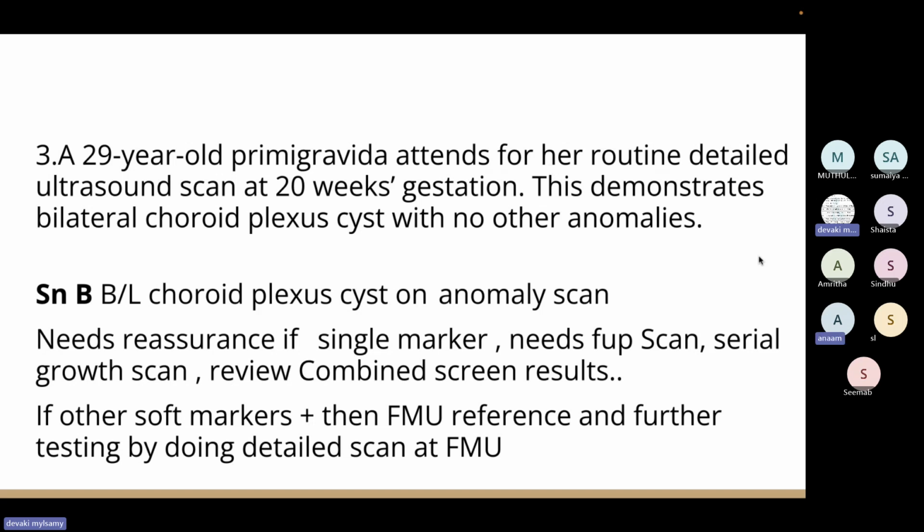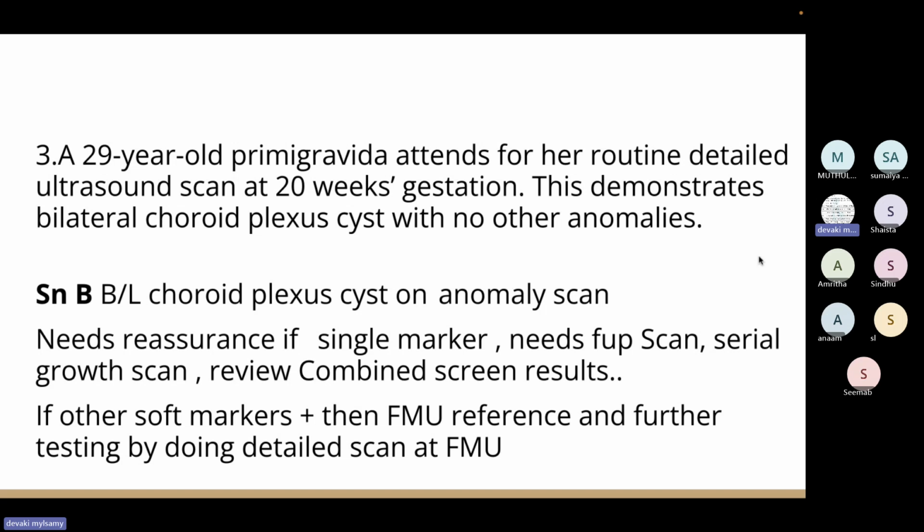Now, your next case was choroid plexus cyst on anomaly scan. Here, one important point is, yes, you mentioned that no other single marker. This is a single marker, but here you would like to know her double marker or combined screen result. If combined screen result is normal and single marker, then yes, we can very easily reassure this patient. Most of the time, this choroid plexus cyst disappears on further follow-up scan. She will be followed up with ultrasonography. Okay, she will have a follow-up ultrasonography.